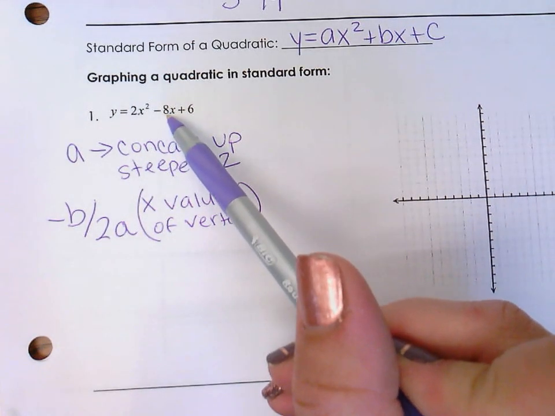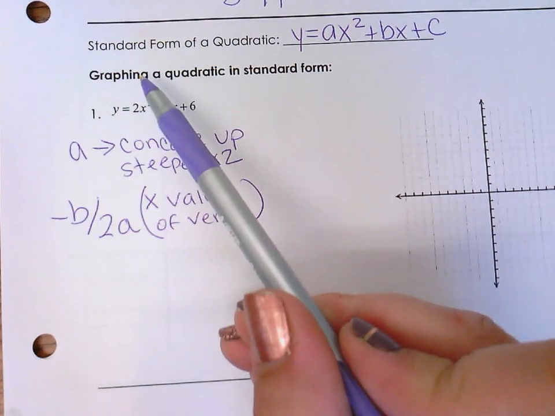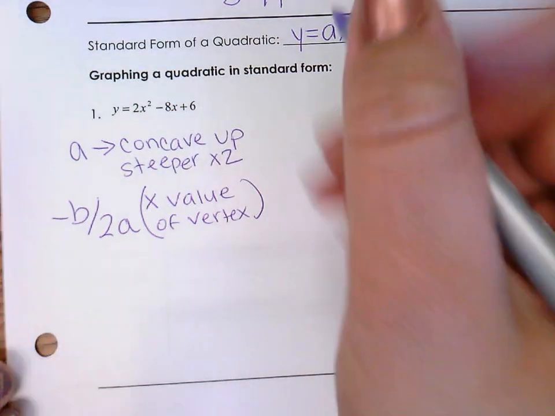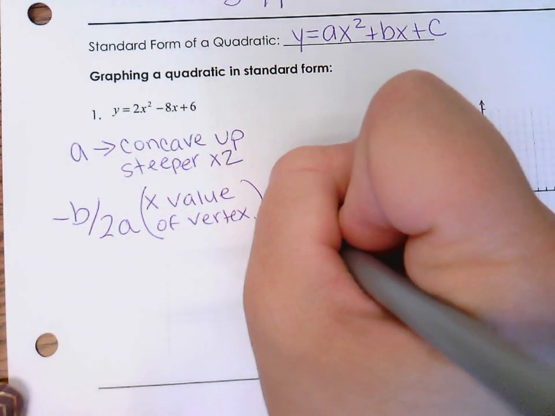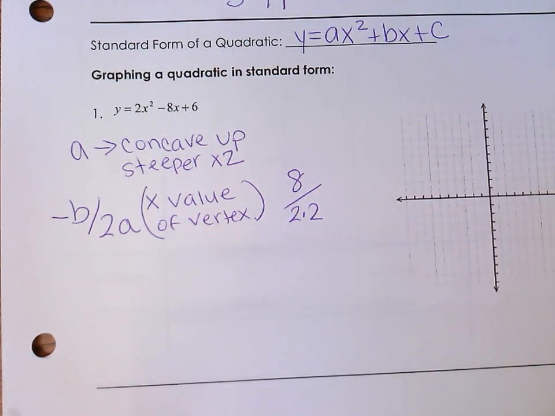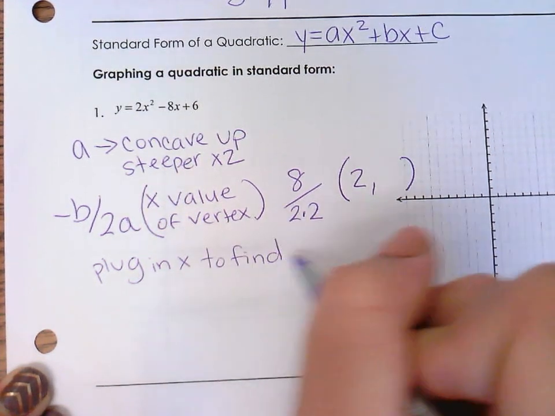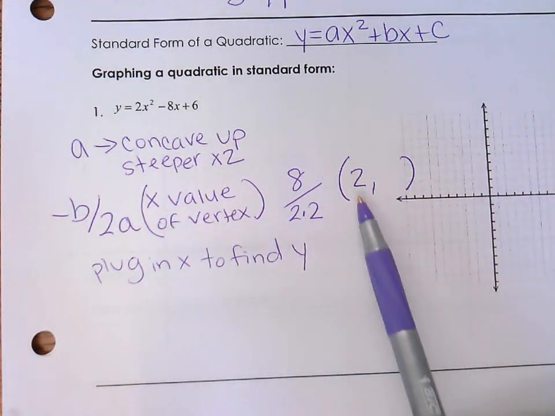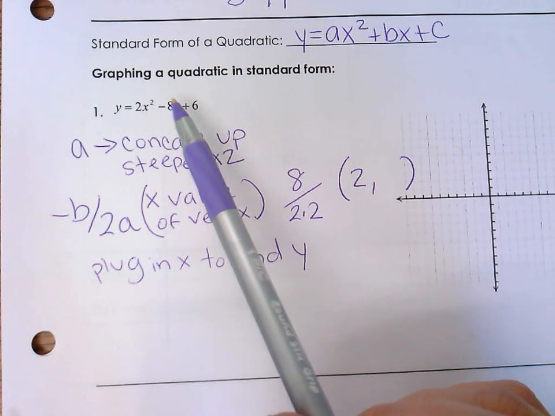The b value is -8. So if I need the negative b value, it's actually going to be +8 for this equation, because -8 would be +8. And then I'm dividing by 2 times 2 in the denominator. So 8 divided by 4 is an x value of 2 for my vertex. And then I'm going to write down plug in x to find y. If you have an x value and you have a function, you're going to plug your x value into your function to find your y value.